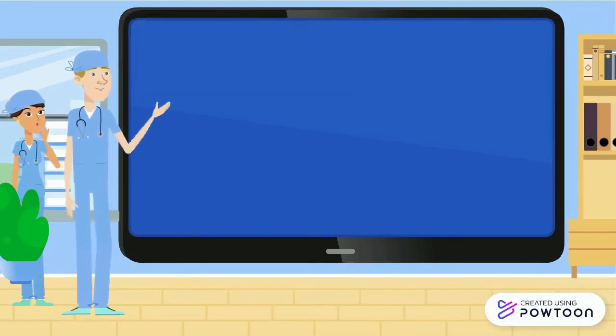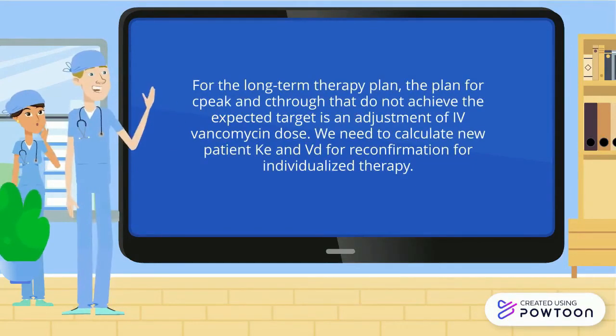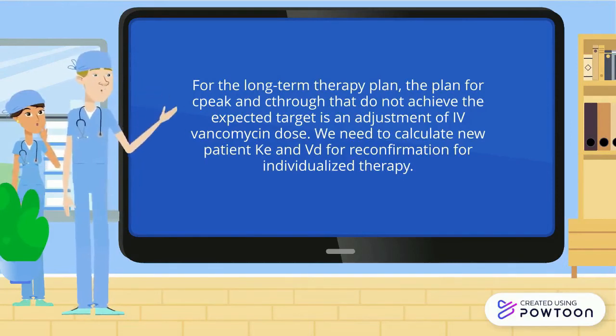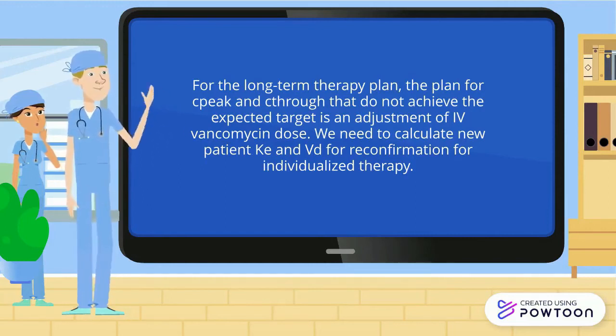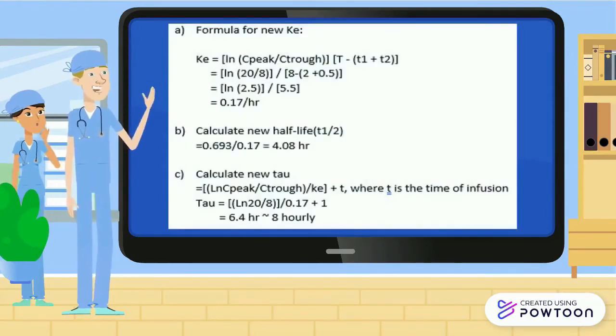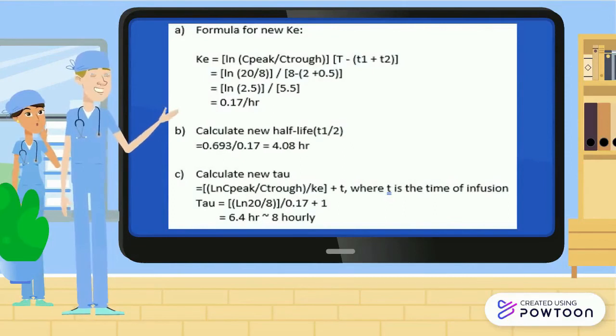We divide the plan into two parts, which are long-term therapy and short-term therapy. For the long-term therapy plan, the C-peak and C-trough that have not achieved the expected target on day 1 are then adjusted for a new IV vancomycin dose. Therefore, we need to recalculate the new KE and also the new VD for this patient for reconfirmation of his individualized therapy. So first, to calculate the new KE, by using the given formula, we will get the new recalculated KE, which is 0.17 per hour.